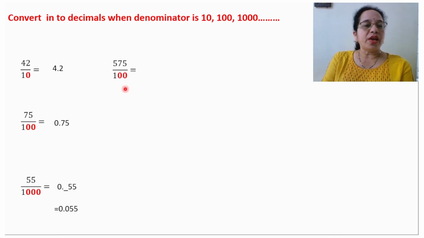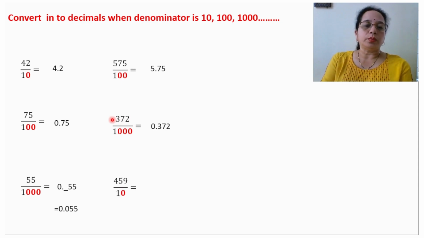Now 575 upon 100, two zeros are there, so leave these two places and put decimal over here, so the answer will be 5.75. Now next example, three zeros are there, so leave these three places and your decimal will come over here, and no whole part, so again 0.372.